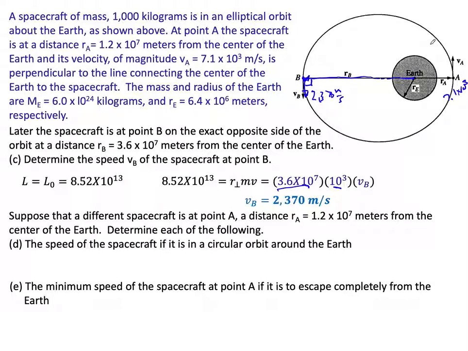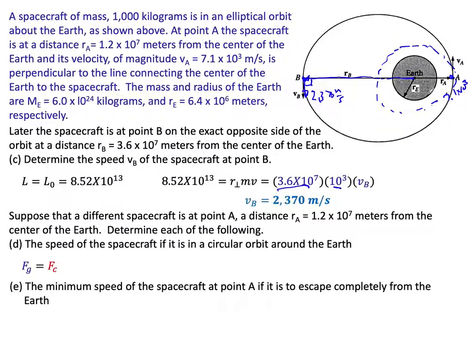All right, next part. Suppose that a different spacecraft is now put back at point A, and that distance, determine the speed of the spacecraft if it's in circular orbit. So what if we put a spaceship here, and we wanted to go into a circular orbit around the Earth? What speed would it require? Well, if you remember, the requirement for circular orbit is that the gravitational force has to equal the centripetal force. And you're like, oh, good, mg equals mv squared over r.